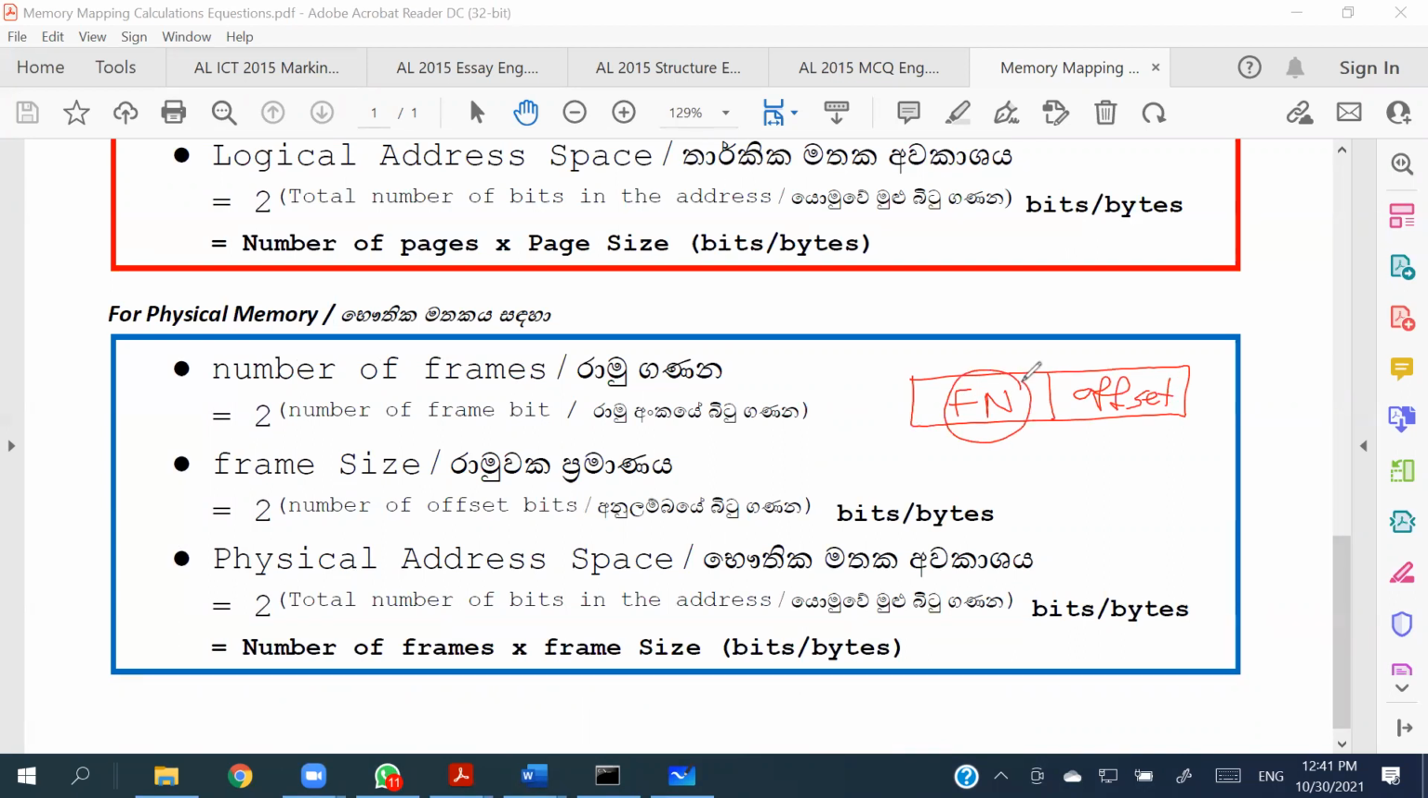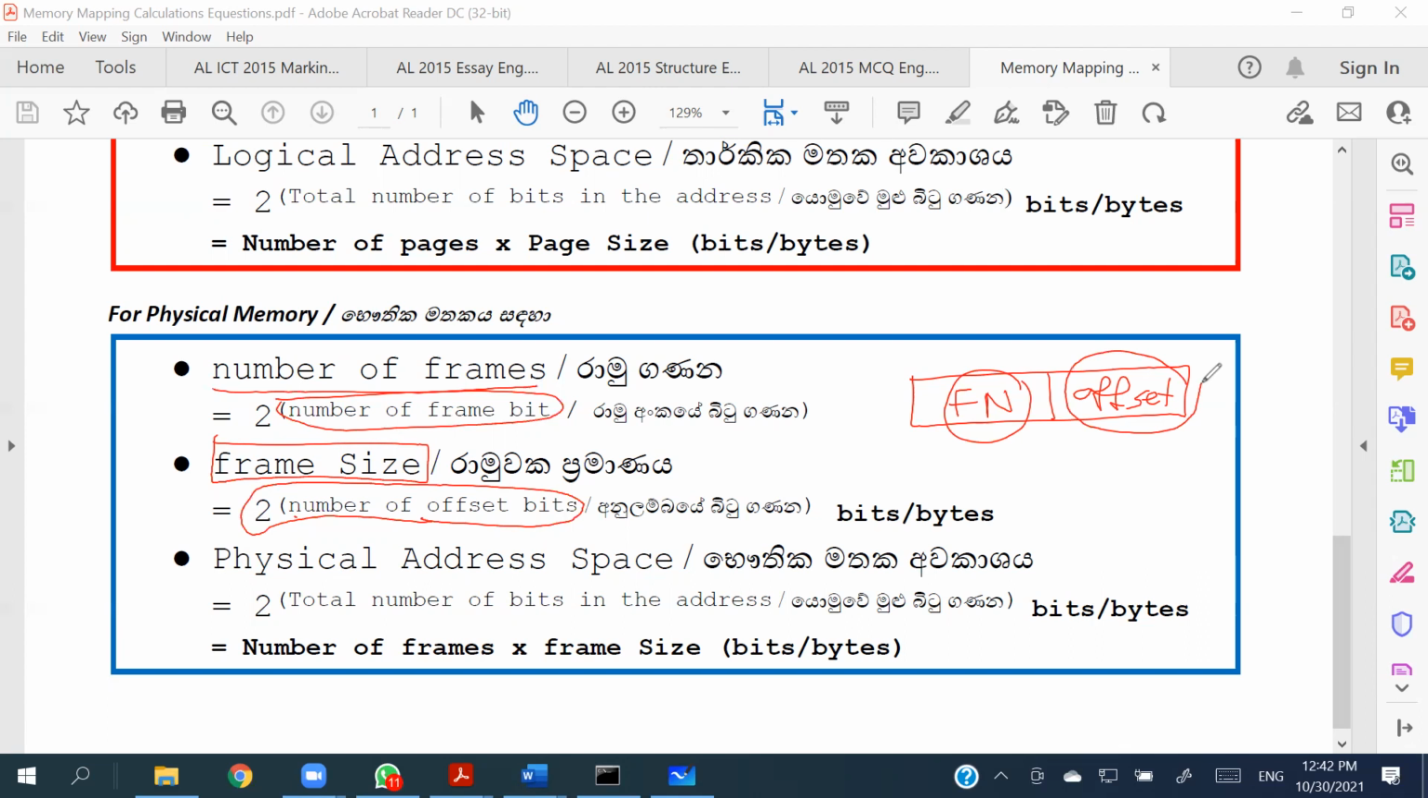When the frame number bits are taken as 2 to the power, we can find the number of frames, like we find the number of pages. And look at this. When the offset bits are taken as 2 to the power, we find the frame size. Earlier, offset bits as 2 to the power gave the page size, regarding the logical memory. In the physical memory, it gives you the frame size. The reason is logical memory has pages, physical memory has frames. Got it?